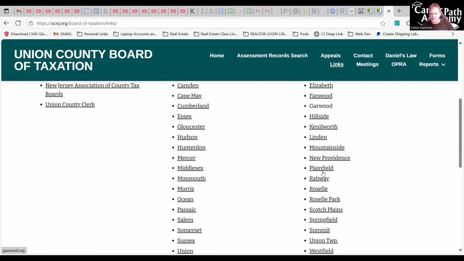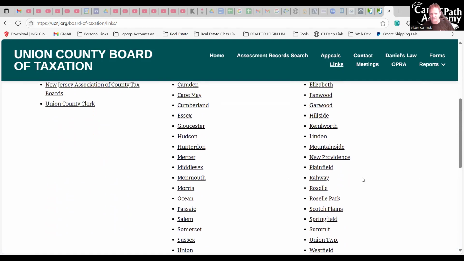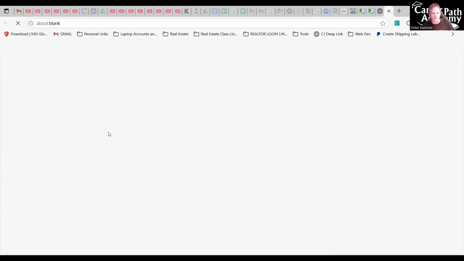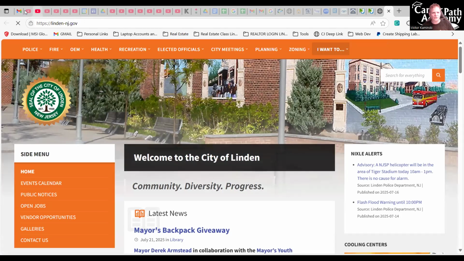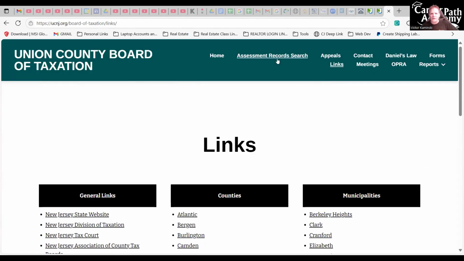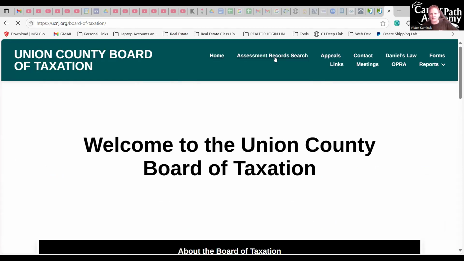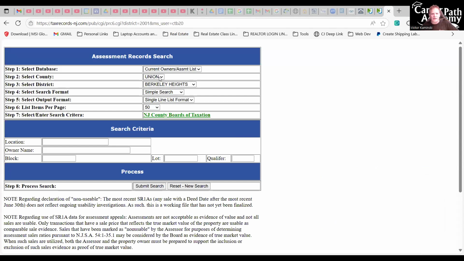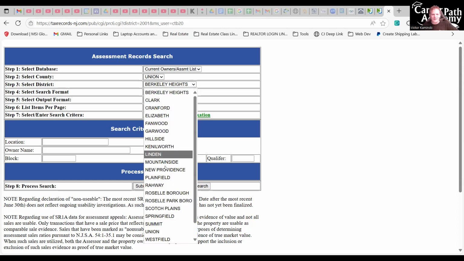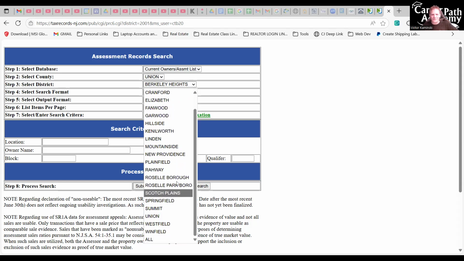Counties, municipalities. See, if I click on my town, what does it do? Now it just shows my city's website. Okay, no, that's not what I was looking for. Oh, here we go. Assessment records right up top. Duh. So I could have clicked on assessment records search, and now it says, does it look familiar? Does it look like the Monmouth County one? It's the same system that they use to do the searches, but they separated them all.